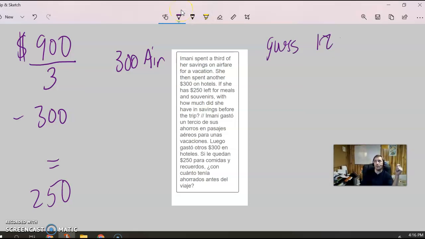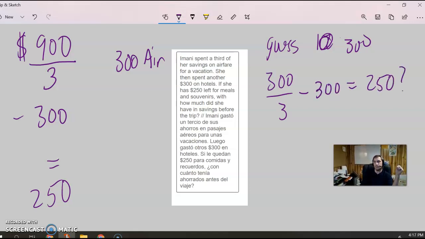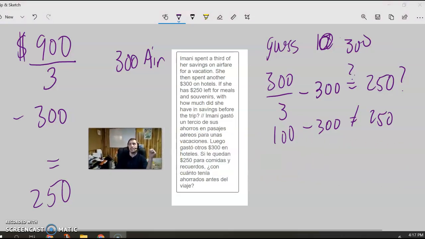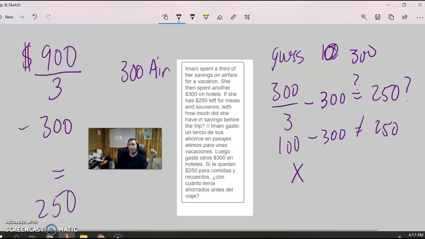Guess, maybe she had 1,200 because we could divide it by 3, or let's just say 300. And so if we have 300 divided by 3 minus the extra $300 she had, did we get to 250? Well, we'd actually have 100 minus 300. That does not equal 250. And so we know that it would have to be more than 300. The whole point of this is we see our guess, some number x, divided by 3 minus another $300. We need that to equal 250.